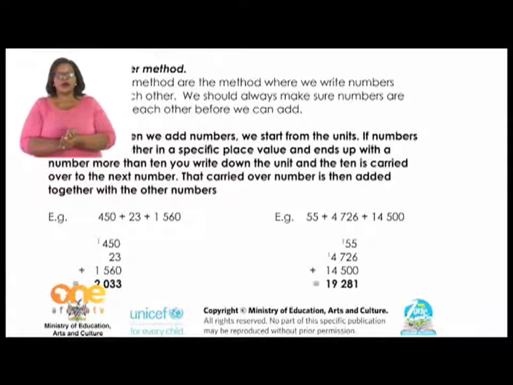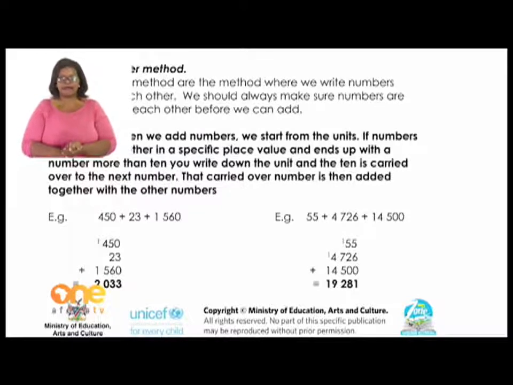Now let's add. 3 plus 0 is 3, plus another 0 equals 3. Then 5 plus 2 equals 7, plus 6 equals 13. Now we write down the 3 and we carry the 1 over to the 4. Then we say 4 plus 5 equals 9, plus the 1 that was carried over, and that equals 10. Then we carry 1 over to the thousands. And that 1 plus the 1 that was carried over is equal to 2. So our answer is 2,033. Let's try another example.